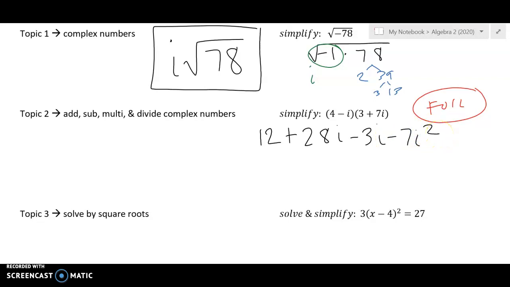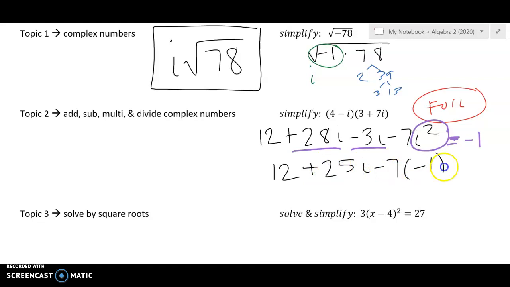Two things that we did here. The terms in the middle where I underlined are like terms. They match up, so let's combine those. And the other thing is you have to know that i squared is equal to -1. Okay, so let's clean this up. I have 12 in the front. I combine the middle terms that are like terms and get positive 25i. And then I have -7, and instead of the i squared, I put a -1 there.